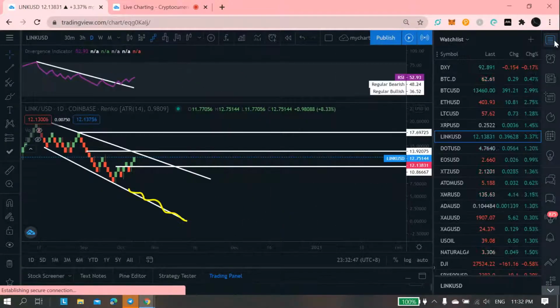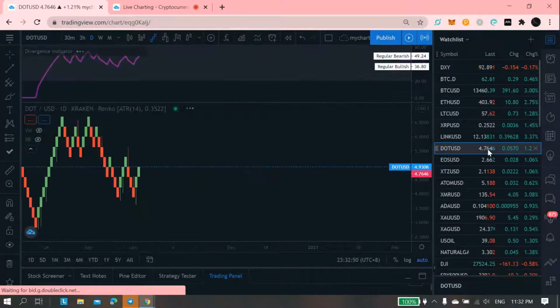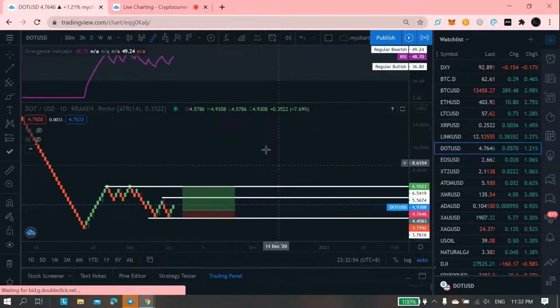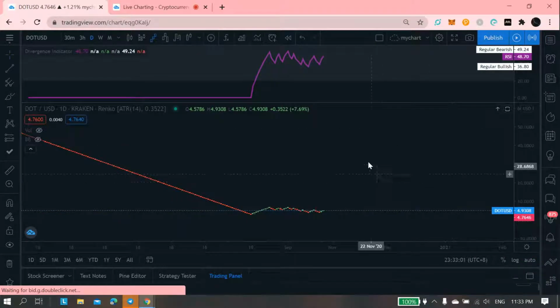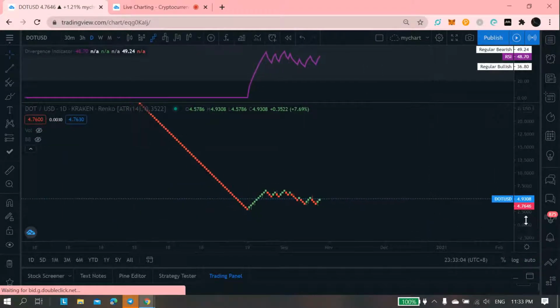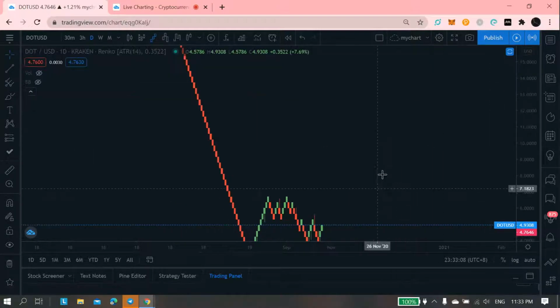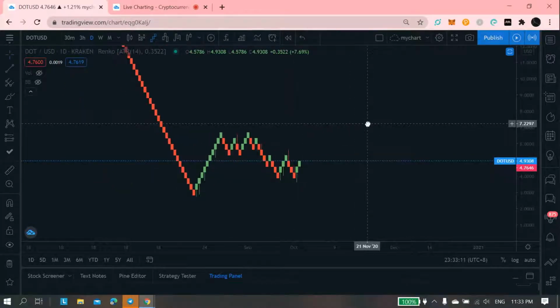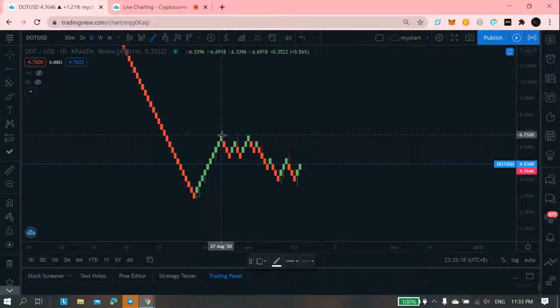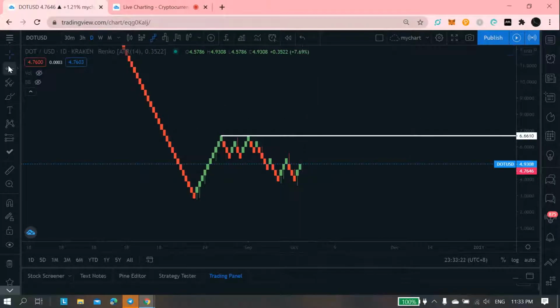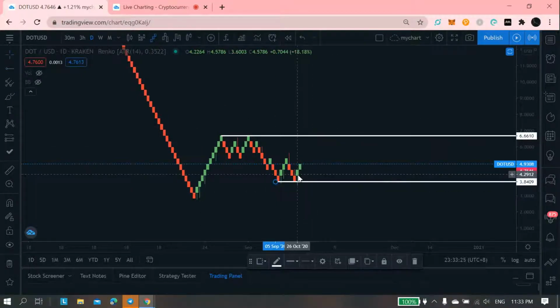So next after Link is DOT. Actually, I just bought that yesterday. There you go. Let's remove the drawings, but it's a spot, not futures. So let's see. This is a Renko chart still. I just started using it last month, and it seems good to me in my own trading. Actually, I bought near this area when it was a confirmed bullish Renko, around 4.5.